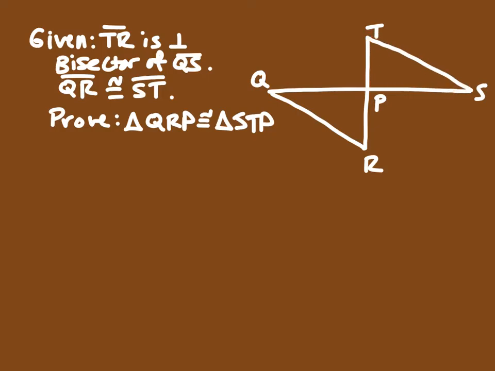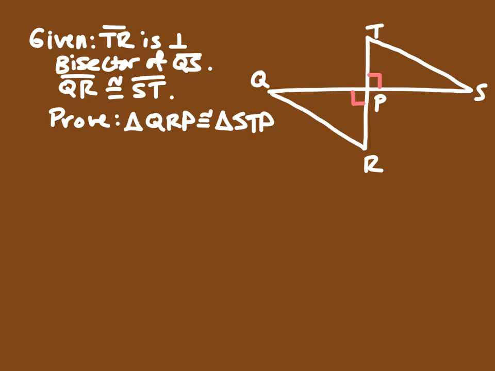So let's take a look at our logic here. All right, so what I know is that TR is the perpendicular bisector of QS. So here's what I know: this angle is going to be a right angle here. Same with this angle, okay? Anytime that you've got a perpendicular line, then all the angles here are going to be 90 degrees. All right, so this is 90 degrees, that's 90 degrees. It's also going to cut QS in half.